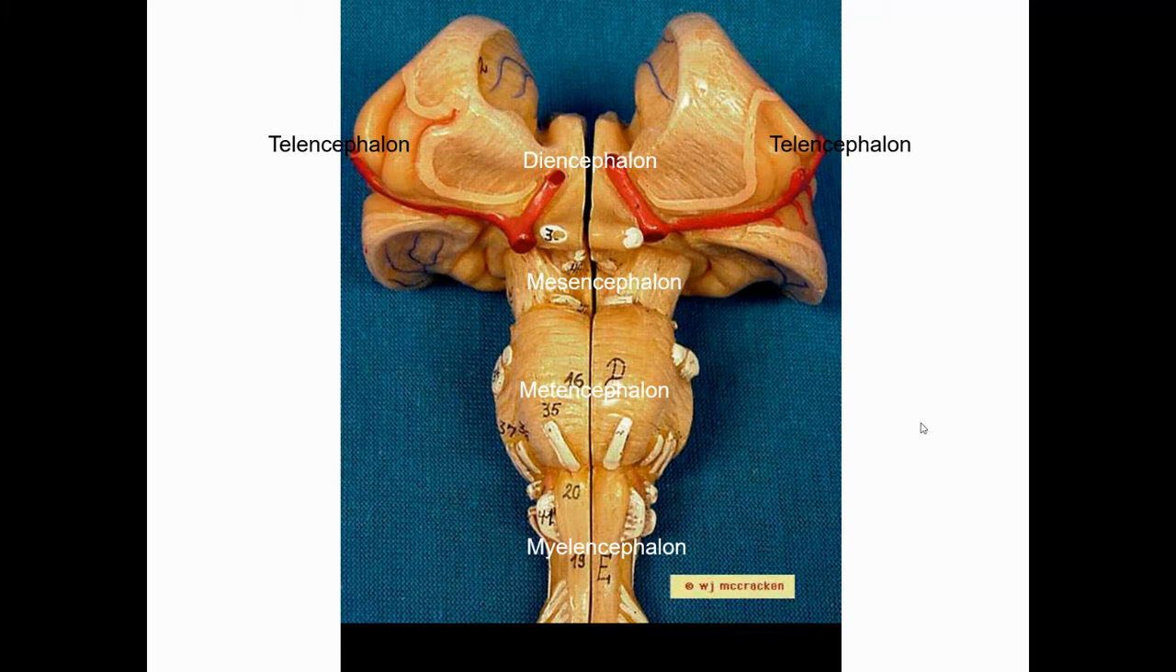And then the metencephalon, part of it has been removed, the cerebellum, but this is the front part, the anterior part. And so this is the rooster's crop. And then the myelencephalon is the part that hangs down.